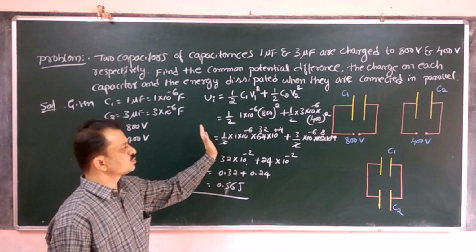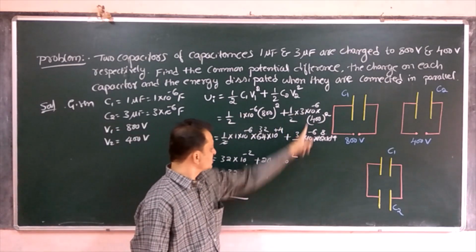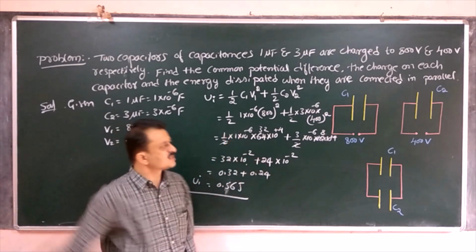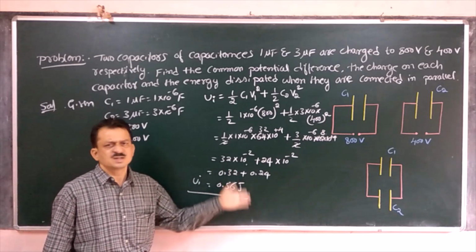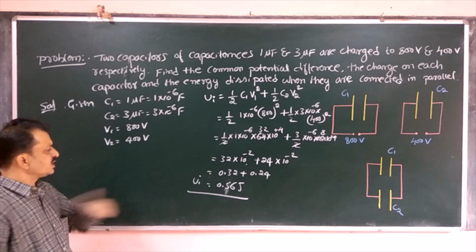In C1 separately energy is stored, that is this much, 0.32. In the C2 capacitor energy is stored, that is 0.24 joules. So combining both capacitors, the total initial energy stored is 0.56 joules. This is the total initial energy.